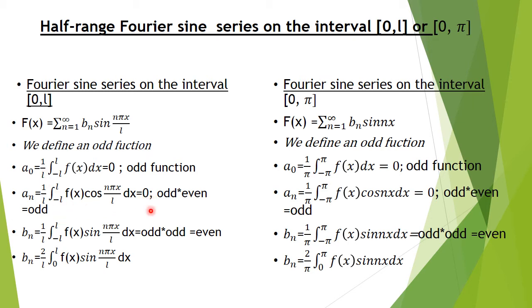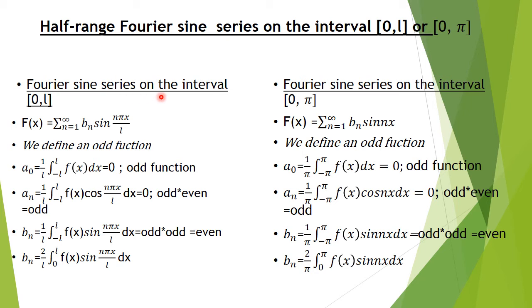So similarly, let us also calculate bn. bn is equal to 1 upon L, integral minus L to L, f of x sin n pi x upon L dx. So f of x is an odd function, sin is an odd function. Odd function into odd function, what happens? Even function. Odd function into odd function is an even function. Then what happens to the limits of the integration? It becomes 2 by L integral 0 to L. So minus L to L becomes 2 upon L integral 0 to L f of x sin n pi x by L dx.